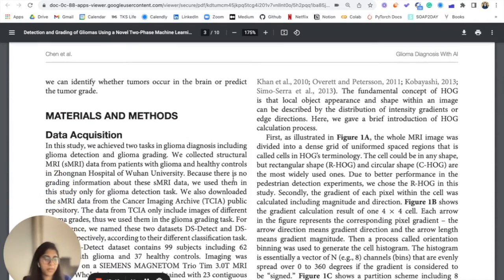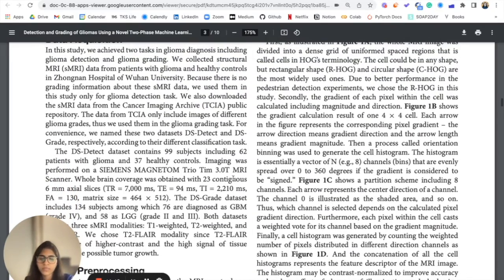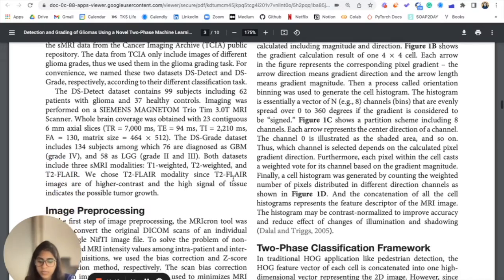This is talking more about the materials and methods and how they got the data. But honestly, I don't want to focus too much on this. The data is obviously a big part, but the part of this research paper that makes it very unique is that it has a very unconventional and novel method in a classification network. So I want to really dive into that. I'm going to skip a bit over the data acquisition and the image pre-processing.